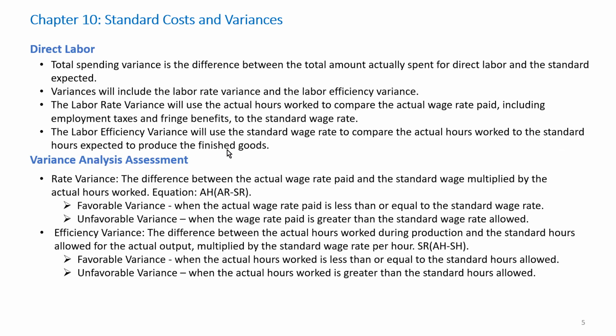When comparing actual results to standards for direct labor, we will have a favorable rate variance when the actual amount paid to workers is less than or equal to the standard rate. If more is paid, then an unfavorable variance will be reported. Likewise, we will have a favorable labor efficiency variance if the actual direct labor hours worked are less than or equal to the standard hours expected. If more hours are worked, then an unfavorable variance will be reported.